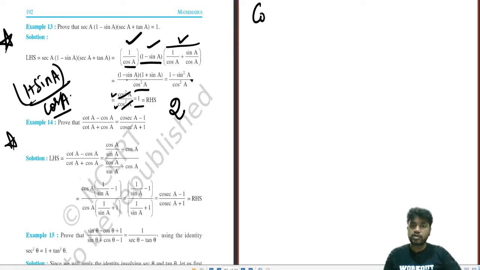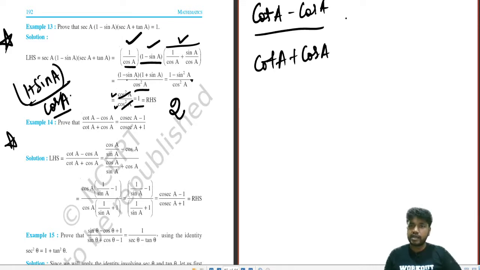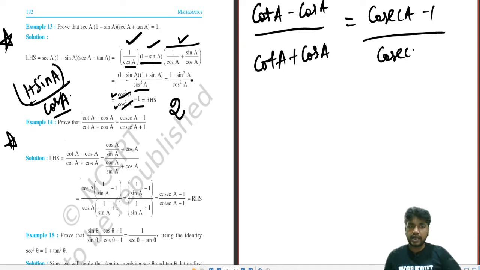Now it is given as (cot A minus cos A) by (cot A plus cos A) equals (cosec A minus 1) by (cosec A plus 1). I think this would be a very stupid sum, but we have to solve it anyhow. Can't help it. Let's do it. We will take the LHS part.